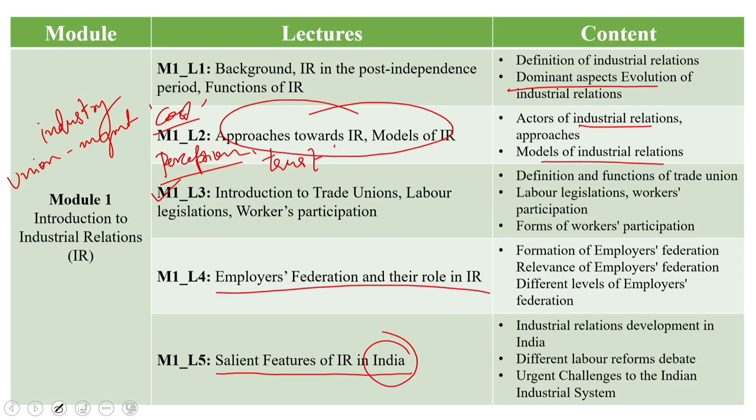During this period, the British government intervened in the field of industrial relations, primarily with a view to protect the interest of the British employers. The main features of industrial relations during the period from the end of the First World War to the independence of the country were many.